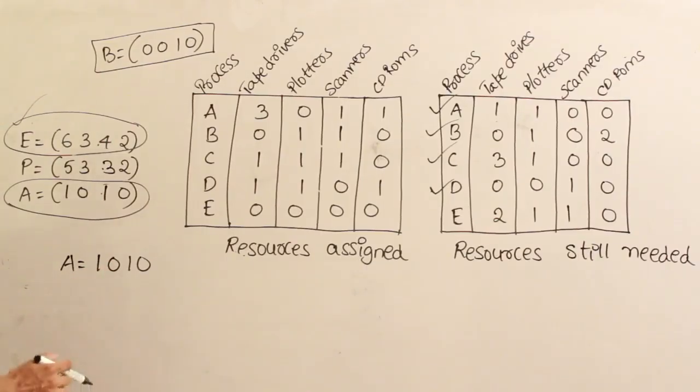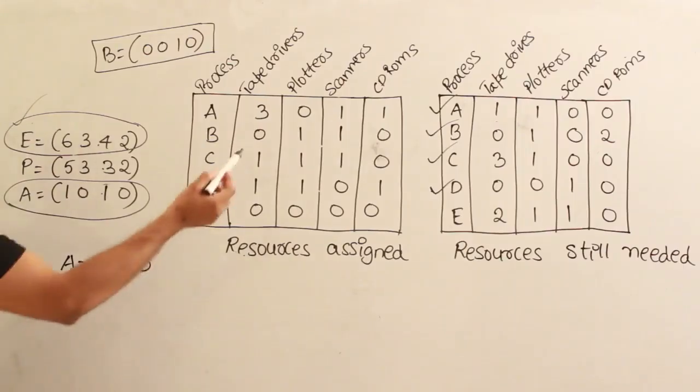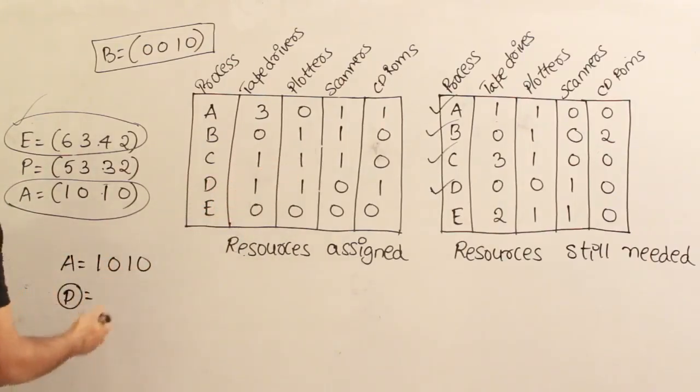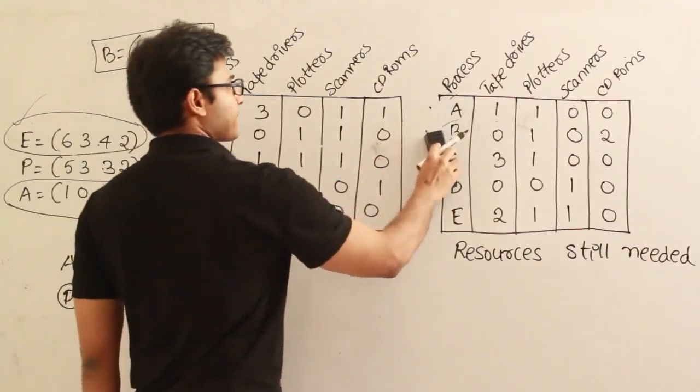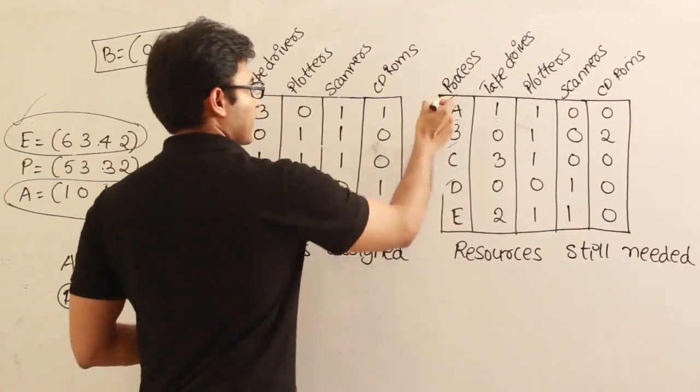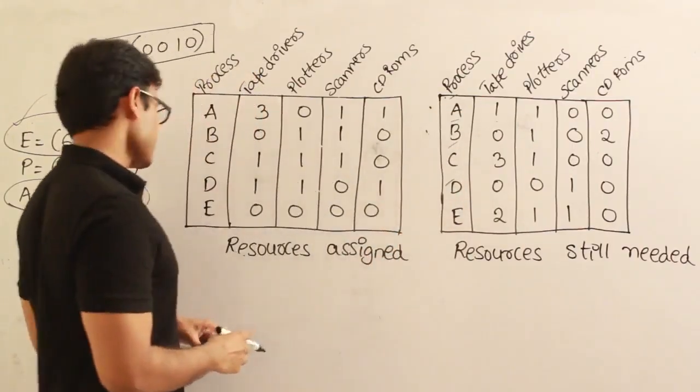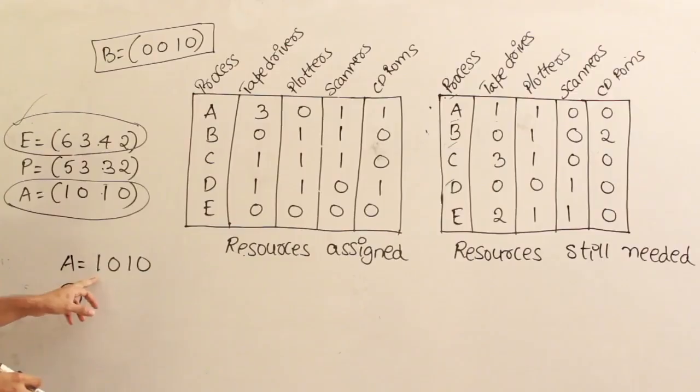Yes, D can be satisfied again. So let me satisfy D. What does D need? D just needs 0 0 1 0, and as I have all this, D needs just 0 0 1 0, and I am capable of giving it 0 0 1 0 because I have 1 0 1 0, right?